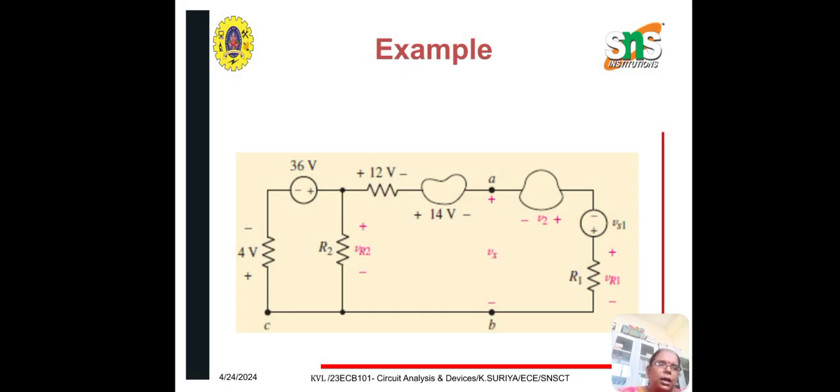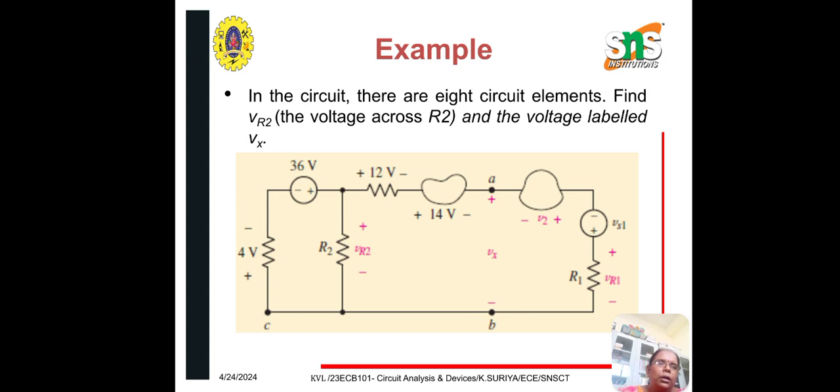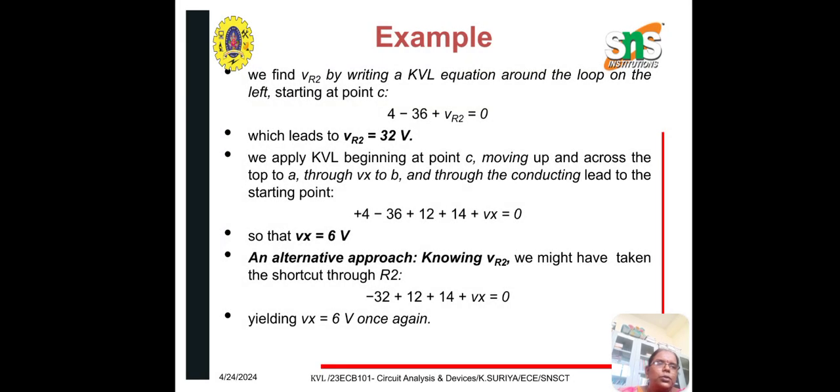Consider this example shown here. In this circuit there are 8 elements. Find the voltage across R2 and the voltage labeled as Vx. In order to find the voltage across R2, first we need to write the loop equation. We find VR2 by writing the KVL equation around the loop on the left starting at point C.